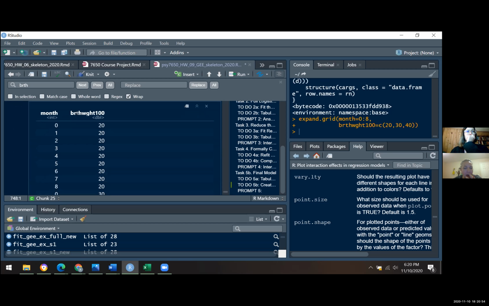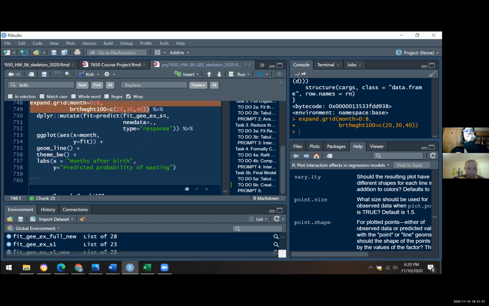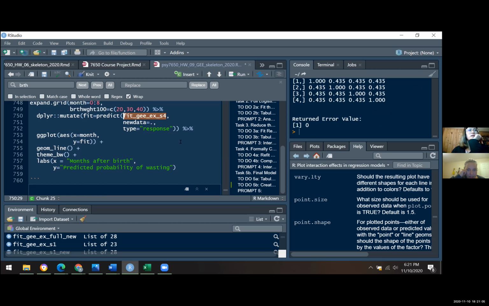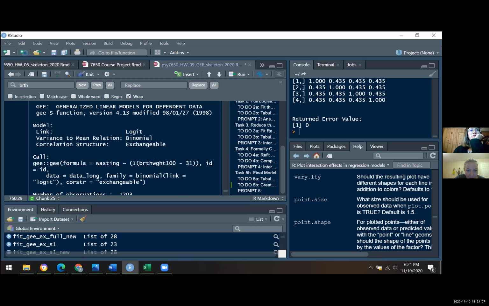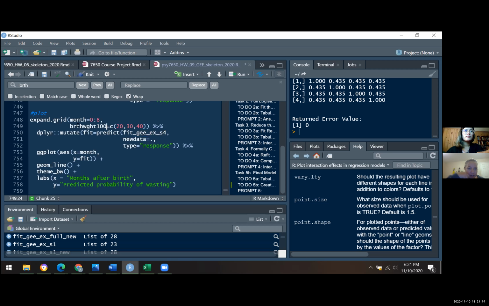Okay, so that made the grid. Highlight the name of the model again. I think we might have the spelling of birth weight wrong. Okay. So on the next line down, the name of the model, run that. Okay, scroll down, highlight birth weight 100. Yeah, copy that and paste it there.